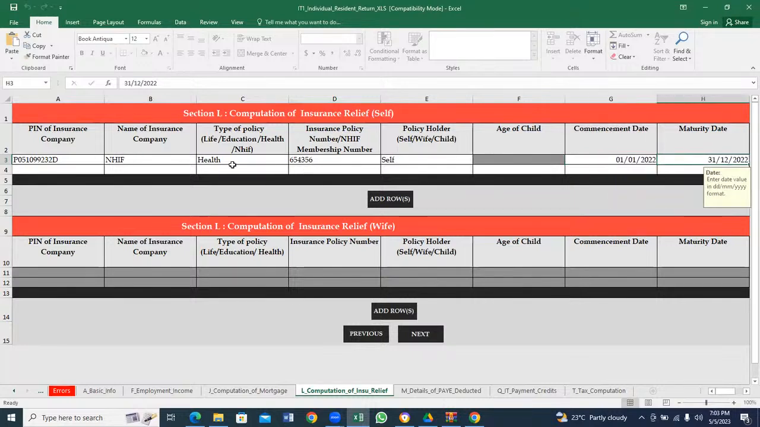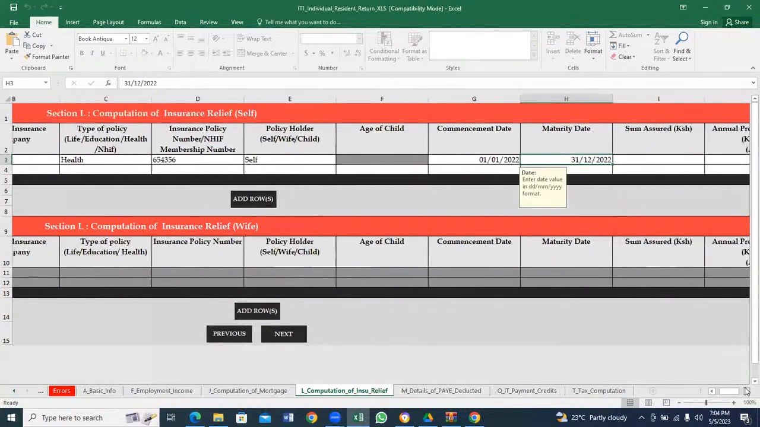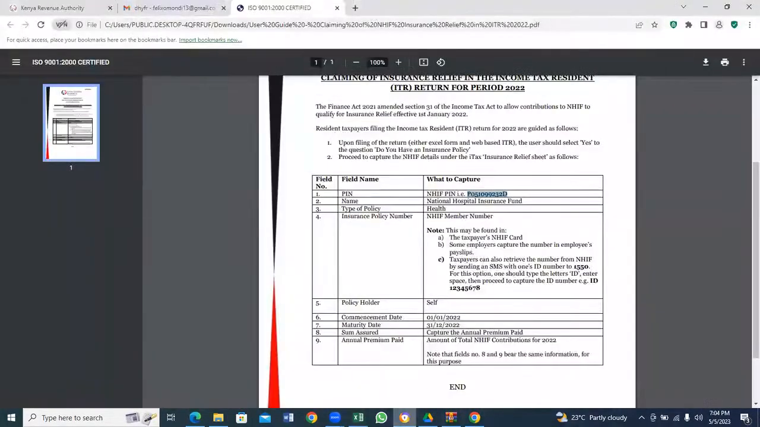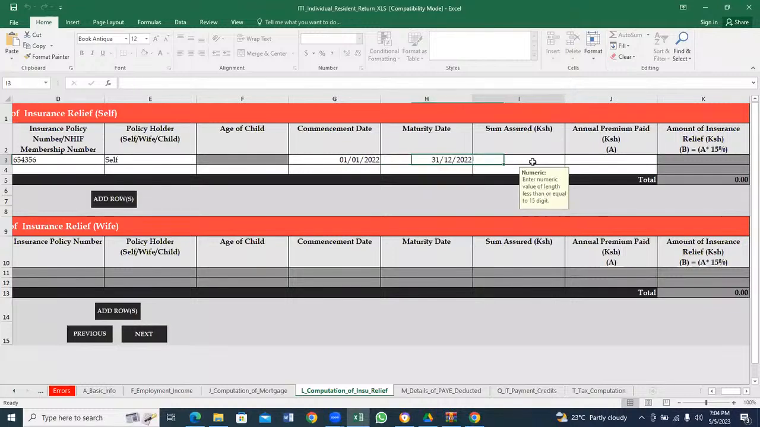By the way, hii maneno yenye watu wanauliza usipeleke cyber, hizi ni vitu rahisi tafadhali. Yes, it's not complicated. Then you come and put here sum assured. Sum assured is supposed to be, ukiangalia hapa, capture the annual premium yenye umelipa. So huyu mtu alilipa annual premium ya how much? How much was the annual premium that this person paid? Just do it like this.